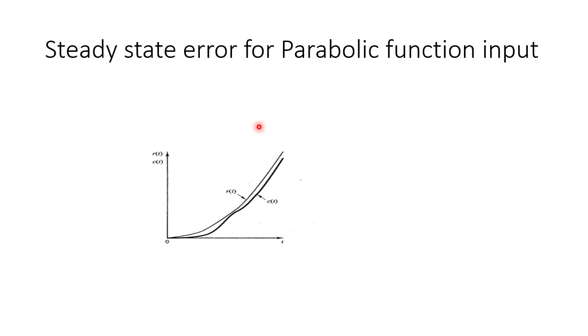This is the steady state error for the parabolic function. This is the parabolic function input r of t, or the reference input, and if we are getting this output, then after the system reaches a stable state, the difference between these two is called the steady state error for parabolic function input. So this is how we define the steady state error for step, ramp and parabolic function pictorially.